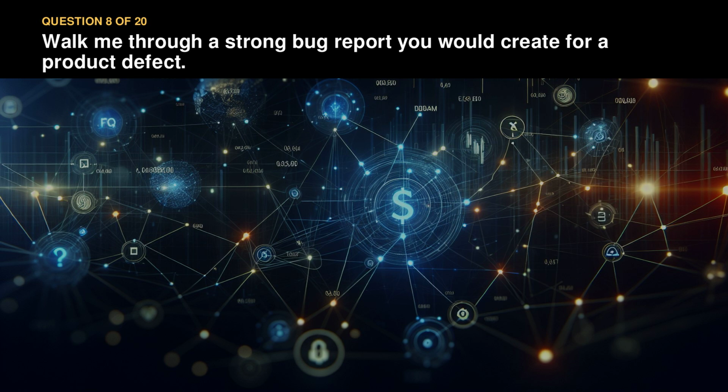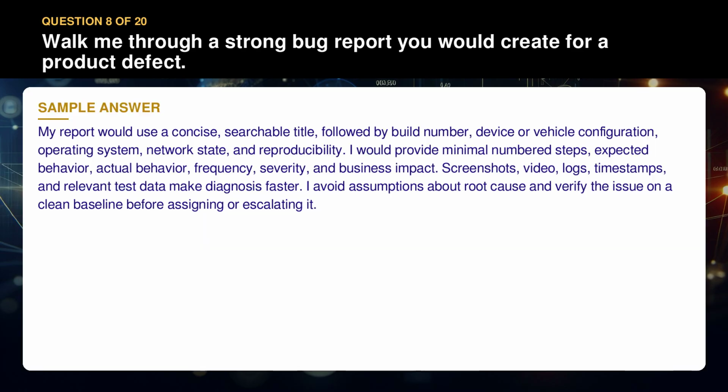Question 8. Walk me through a strong bug report you would create for a product defect. My report would use a concise, searchable title, followed by build number, device or vehicle configuration, operating system, network state, and reproducibility. I would provide minimal numbered steps, expected behavior, actual behavior, frequency, severity, and business impact.